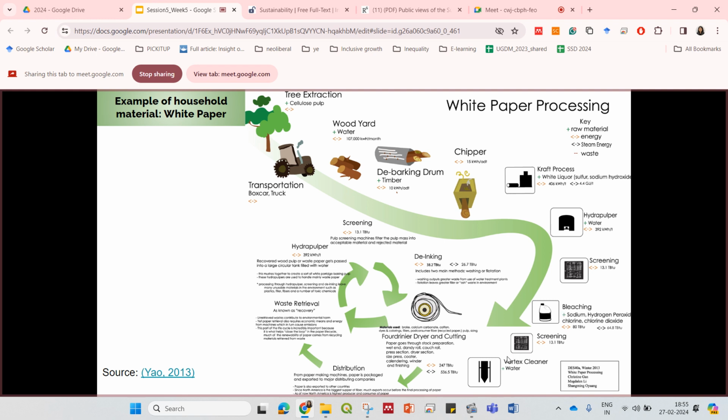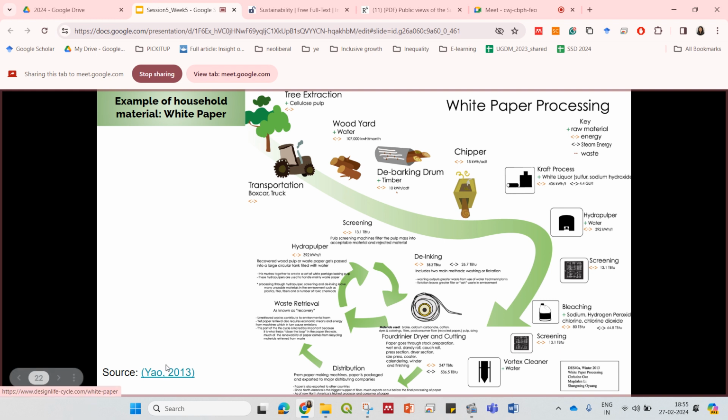Then again it goes through screening, then through vortex cleaner again. Drying and cutting of the paper is done, and then again it goes into distribution. So this is the distribution or transport stage, after which it is used by the end user. After the end user, it can go through waste retrieval, and sometimes it can again go through the same hydropulper, screening and de-inking process to make new paper from the paper waste. So this is another example of the life cycle of white paper which you use.